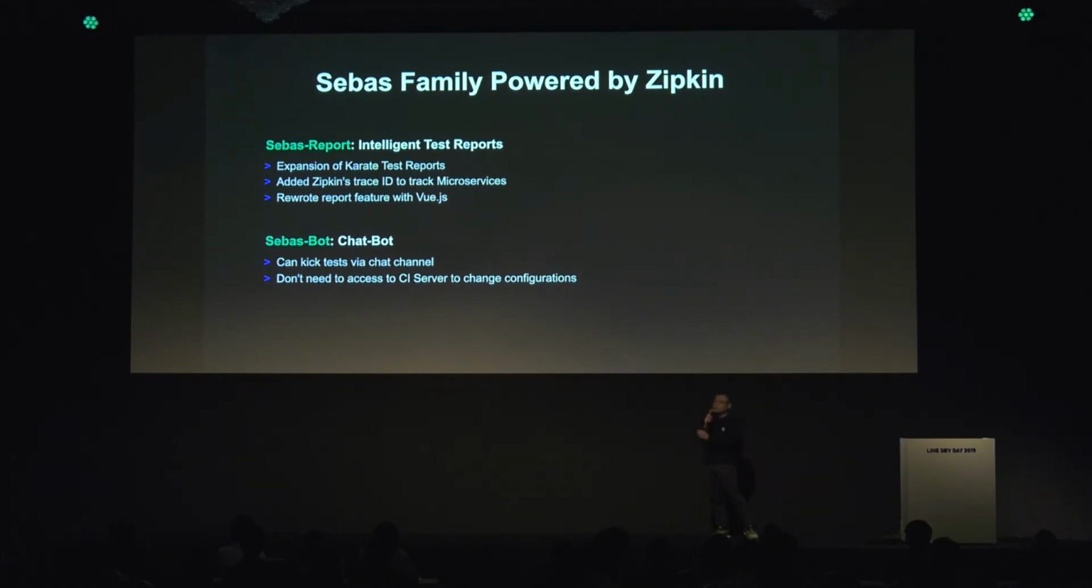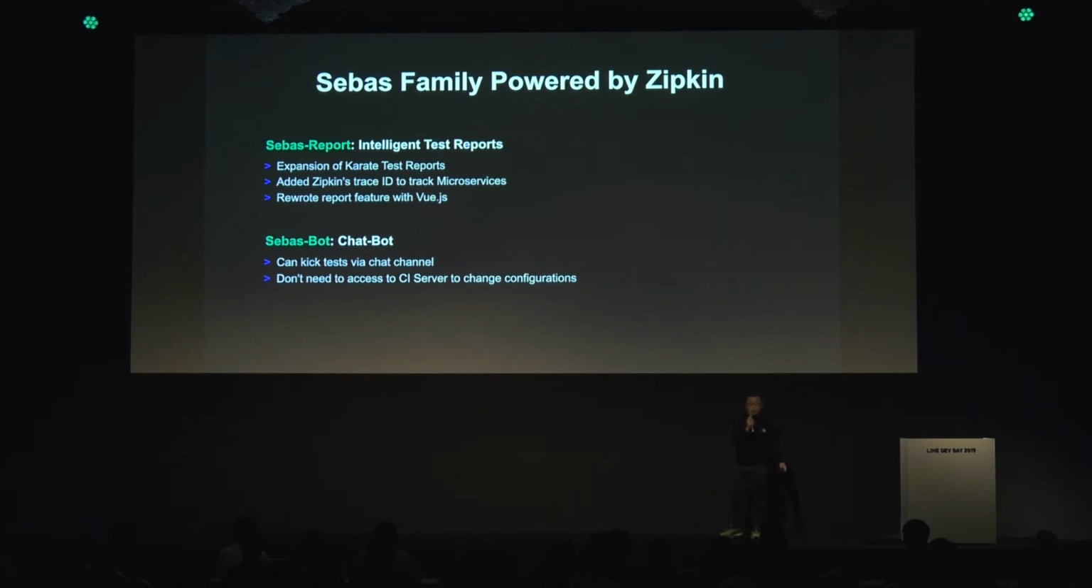What we are developing is an internal tool in the Sebas family, which we are offering to Channel Gateway. And we are using Zipkin there. I would like to show you two examples. First is Sebas report. This is a test report with Zipkin information added. When a test fails or a failure occurs, you would be able to distinguish which microservice was problematic. And I will show you the report later.